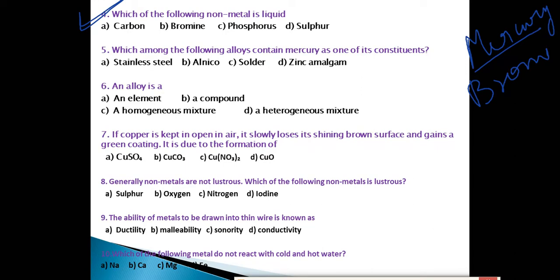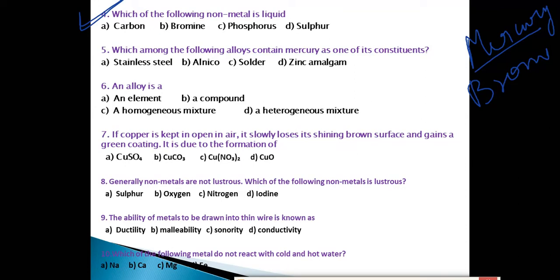Fifth question. Which among the following alloys contain mercury as one of its constituent? See, when we have read the topic alloys, over there we have read that alloys are homogeneous mixtures of 2 or more metals or a metal and a non-metal. But if in that alloy one of the components is a metal and the other component is mercury, then we can say that the name of that alloy is amalgam. Okay, so if one of the components is metal and the other one is mercury, then we call it amalgam.